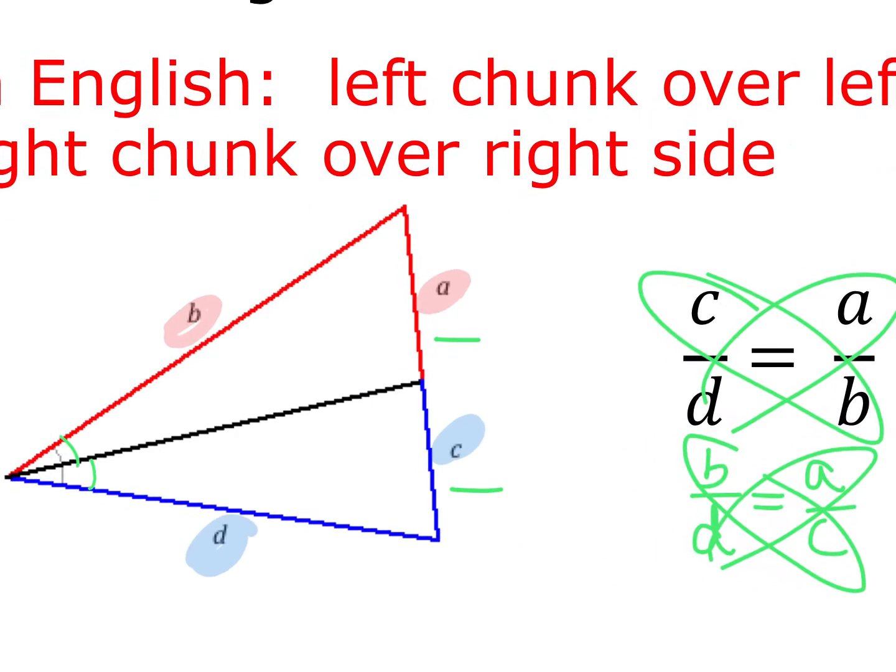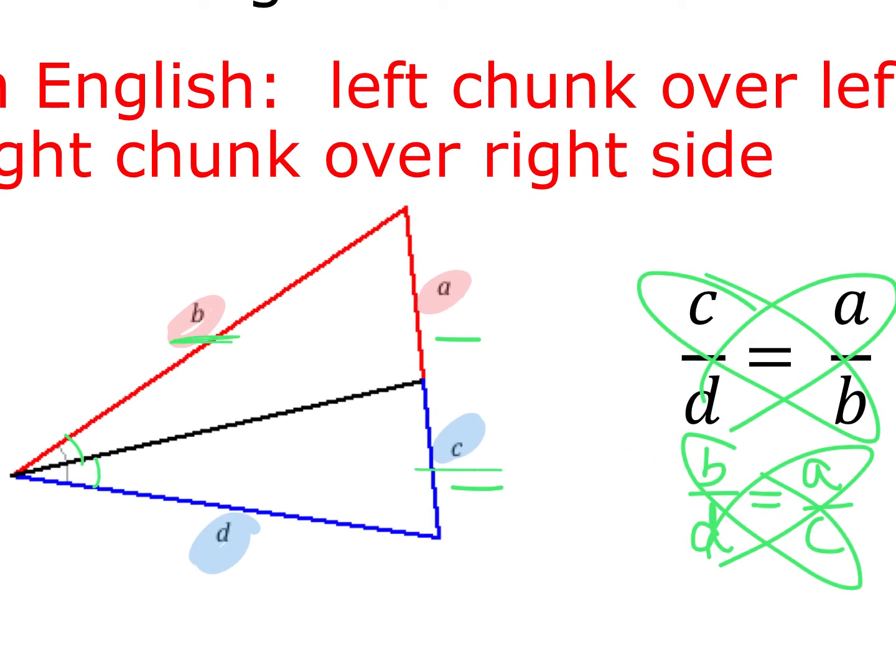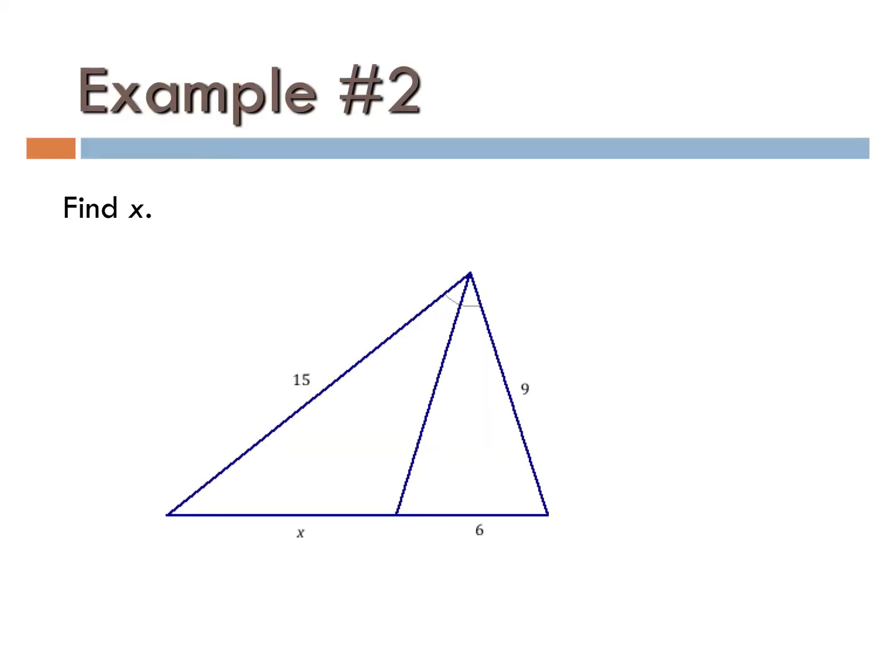One way that I can't do it, for example, is ever write B over C. Because B and C are not only not in the same triangle, but they're not corresponding. They don't kind of go together, if you know what I mean. I'm kind of crisscrossing. You can't do that. Okay, so in this problem, we're going to find x.